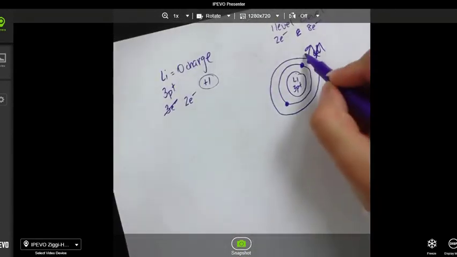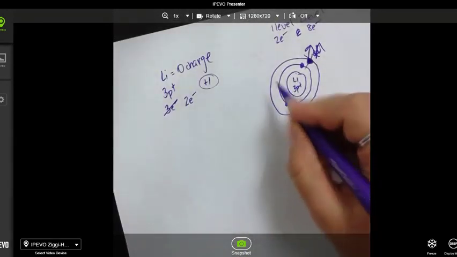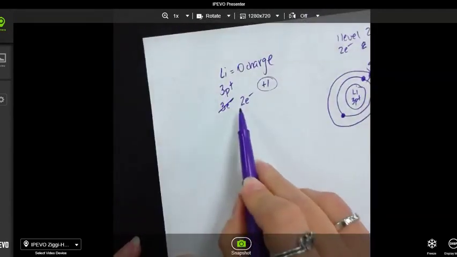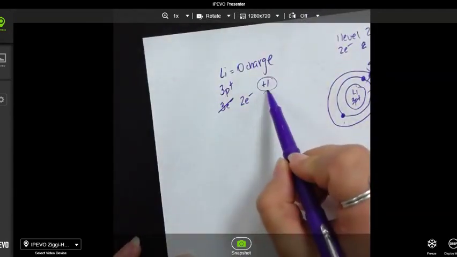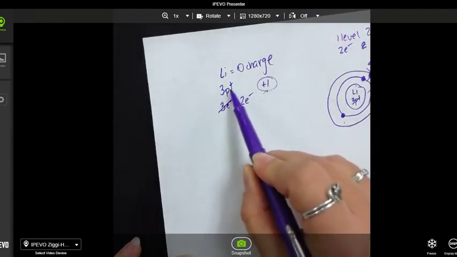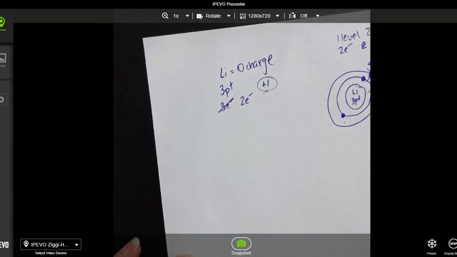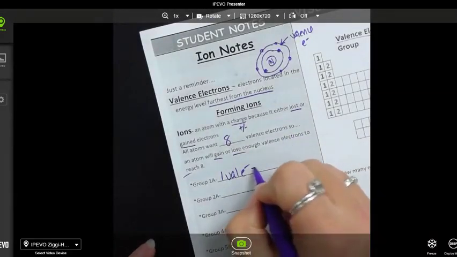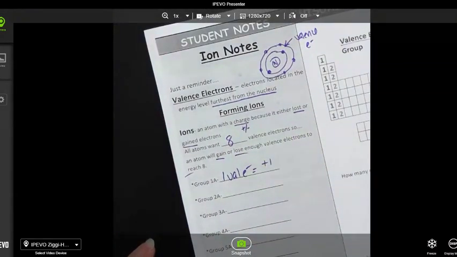And if it loses an electron, if this electron goes away, well, now lithium, like I said before, has 3 protons and now it only has 2 electrons. So what is its charge? Its charge is +1 because it has 1 more positive proton than negative electron. So everybody in group 1 is +1.